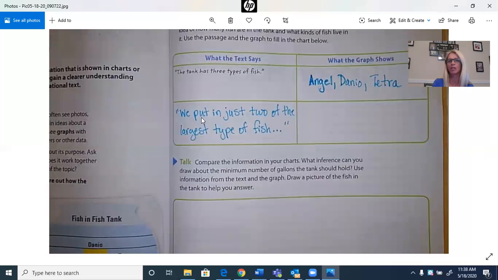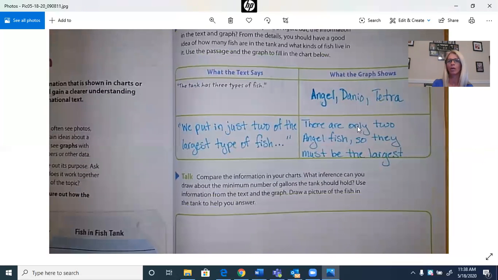Well, it also says we put in just 2 of the largest type of fish. So if you look at the bar graph, which type of fish did they only put 2 of? So look at the bar graph, look at the numbers. Which fish did they only put 2 of? There are only 2 angelfish, so they must be the largest.